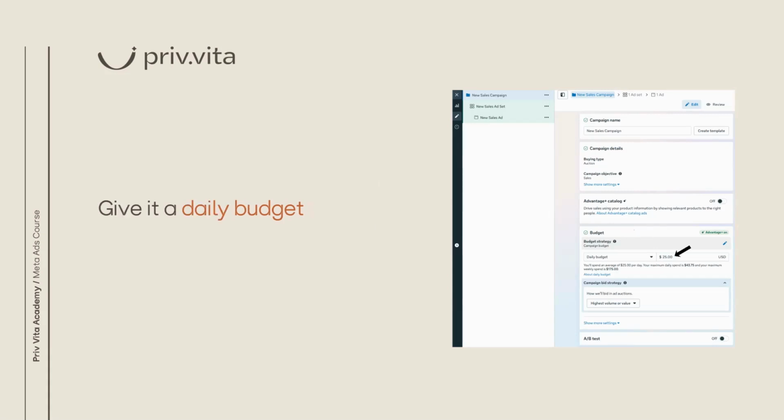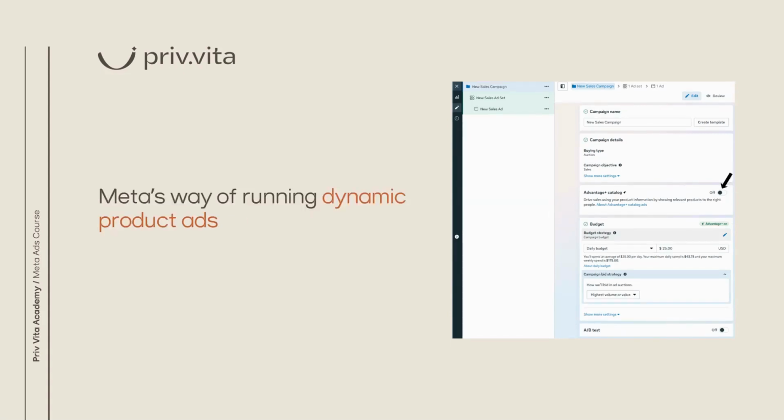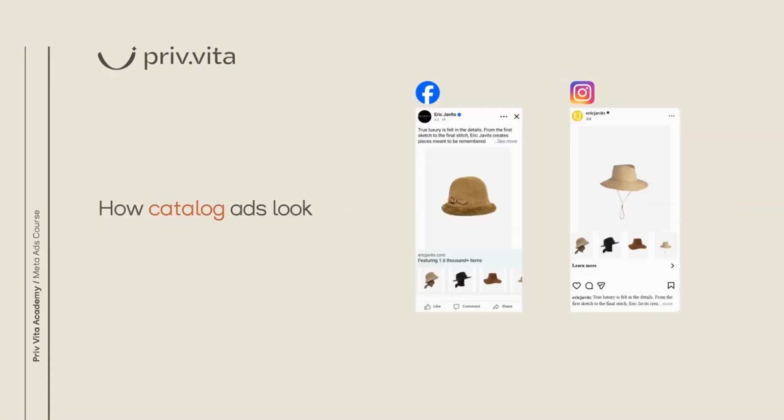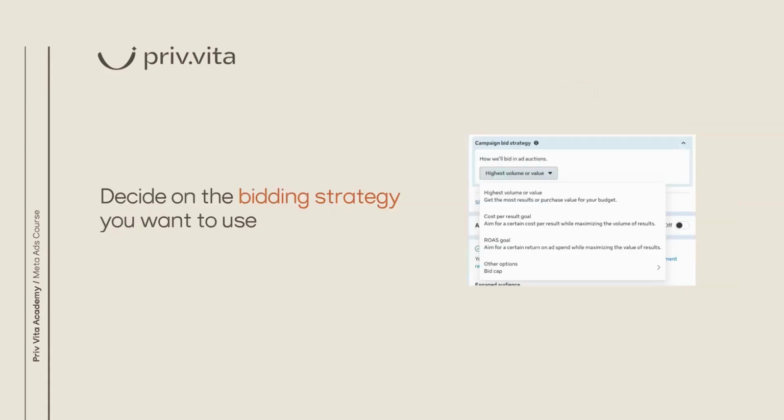Then you have the budget itself, where you give your campaign a daily spending target. And here you have the Advantage Plus catalog option, which turns your ads into catalog ads by using your product's information. It uses the product image as the creative and the product URL as the destination. It looks something like this. And finally, we have the bidding strategy, where you decide which bidding strategy you want to use. Let's briefly explain what they are.